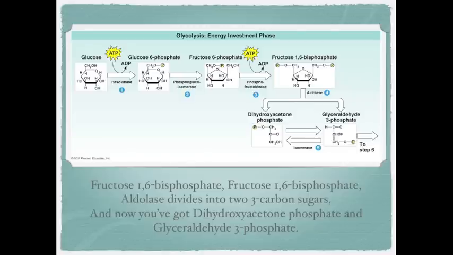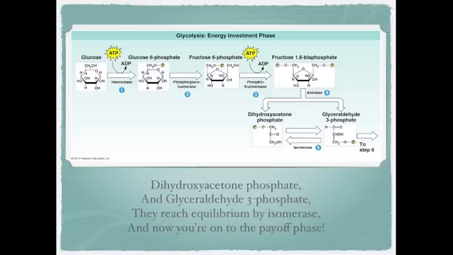Aldolase divides it into two 3-carbon sugars, and now you've got dihydroxyacetone phosphate and glyceraldehyde 3-phosphate. They reach equilibrium by isomerase, and now you're on to the payoff phase.